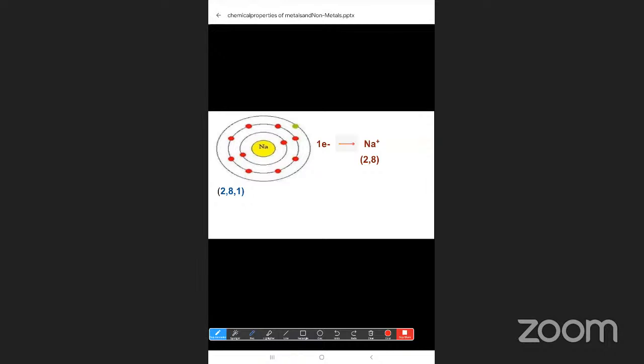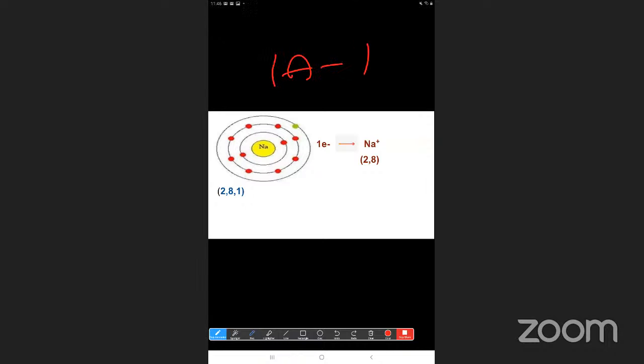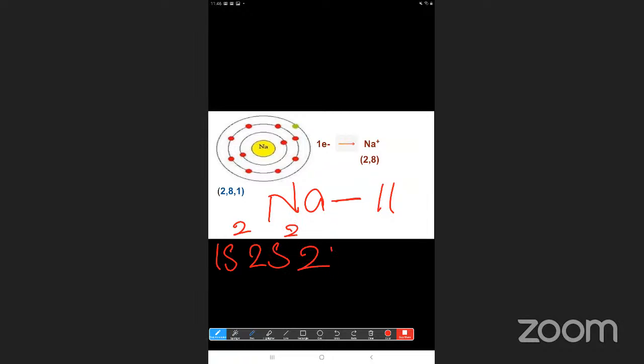So now, 1A group elements have valency 1. The 1A group elements are lithium, sodium, potassium, rubidium, cesium, and francium. To get a stable 8 electrons in the valency shell, these elements lose this 1 electron. For example, take sodium. Sodium has atomic number 11. The electronic configuration of sodium metal is 1s2, 2s2, 2p6, 3s1.